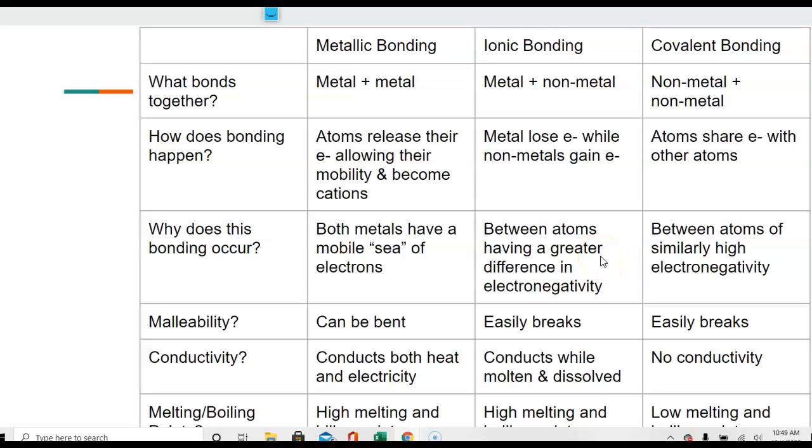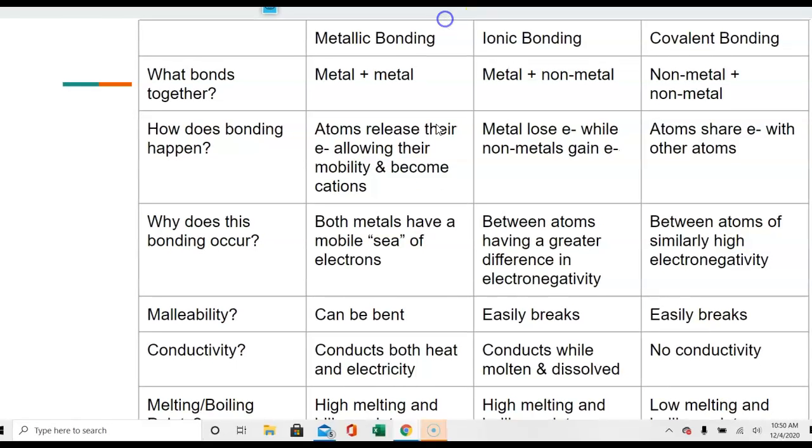How did you do? If you did not do so well, please change the table that you have written into your notes so that you have all of the parts that you need, so that you have a good understanding of both metallic and ionic and covalent compounds.